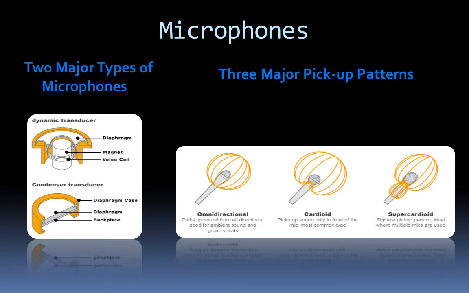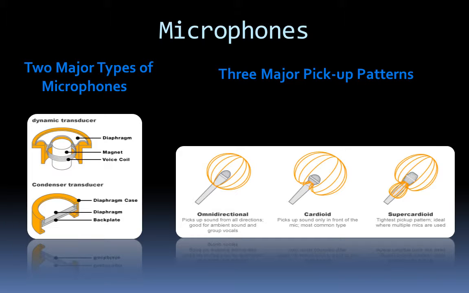Cardioid is probably your most popular live sound pattern. It rejects all sound from the back of it. So as you're standing in front of, say, a monitor on the floor facing up, it is rejecting all that audio, helping to relieve any type of feedback that could possibly be coming in. It picks up very well in the front, but then rejects off to the sides.